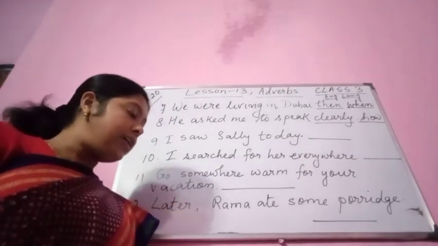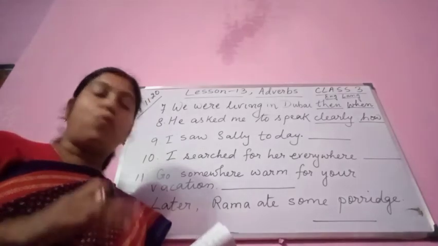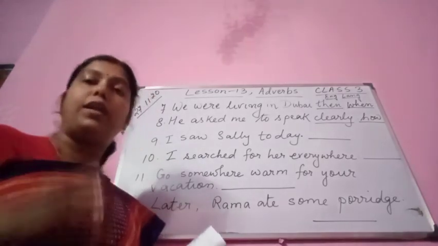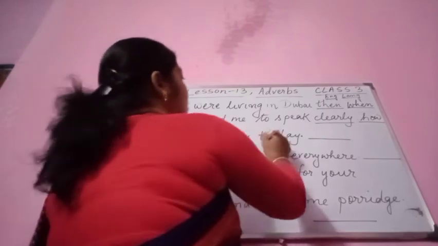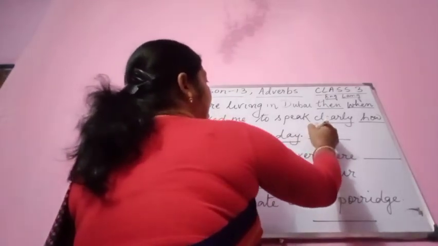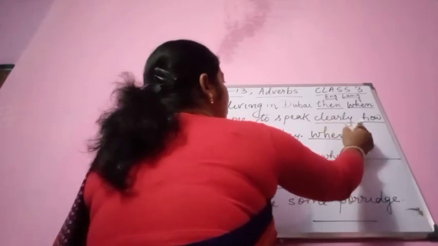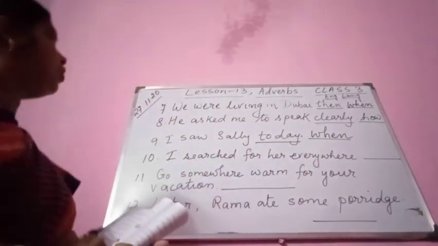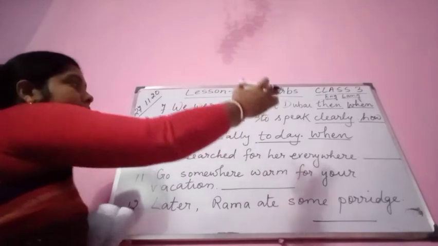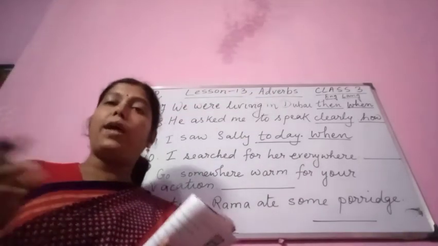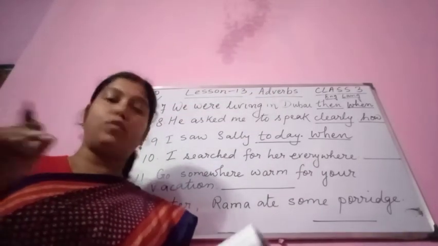Okay. I saw Sally today. When did I see Sally? So, you see here, today is the adverb here. When I saw Sally, today. Today is the adverb here, and it is telling us about when.